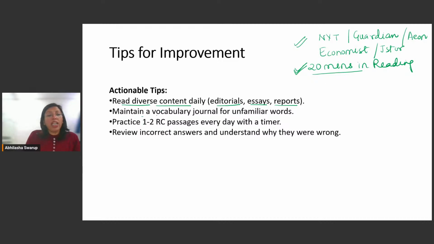Then number two, maintain a vocabulary book for unfamiliar words. You will read, you will find difficult words, put them down in a notebook. When you've put them down in your notebook, write down synonyms, write down antonyms, write down a couple of sentences. What's stopping you? Right? You're trying to improve yourself. So keep this vocabulary book.